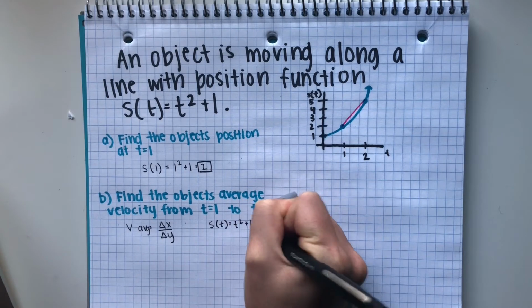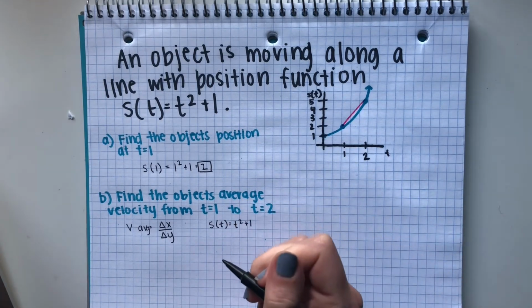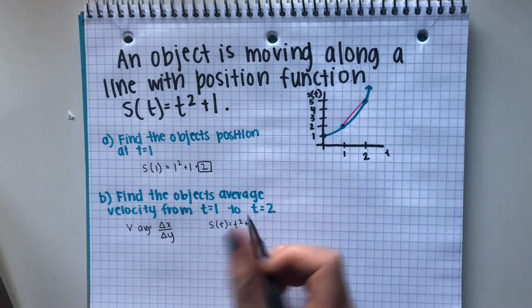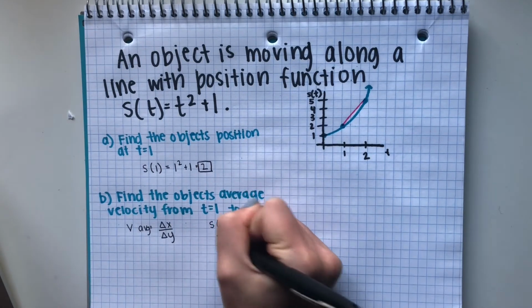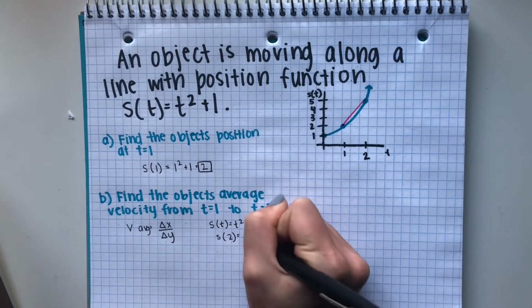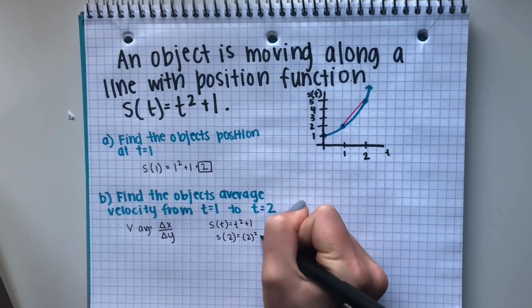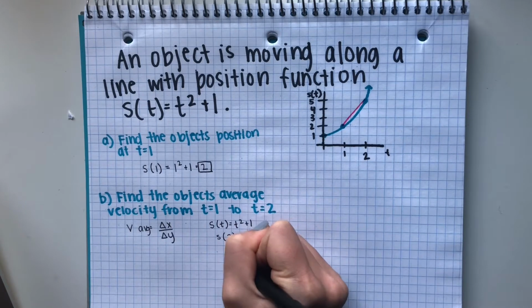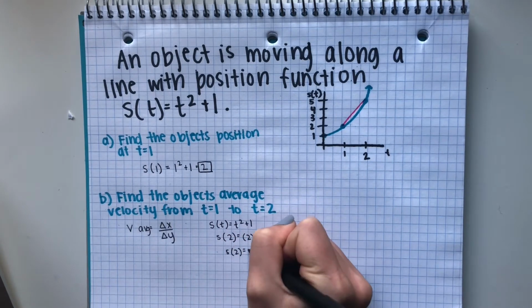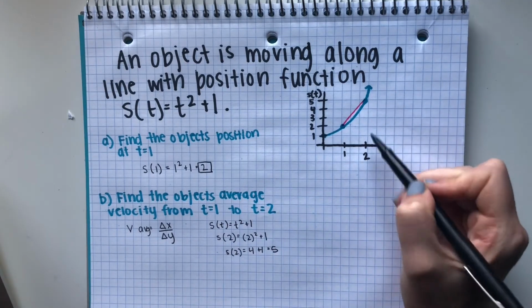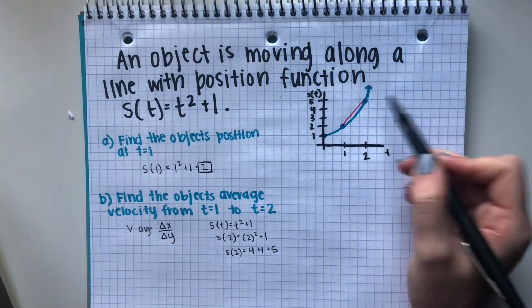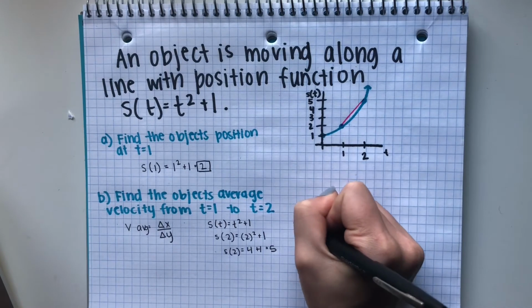So we're just going to plug that right into the equation, and we get s of t equals t squared plus 1, just from the equation from the problem, and then we're going to plug in 2. So s of 2 equals 2 squared plus 1. So now we're going to get s of 2 equals 4 plus 1, and s of 2 equals 5. And that also matches up with what our graph says.